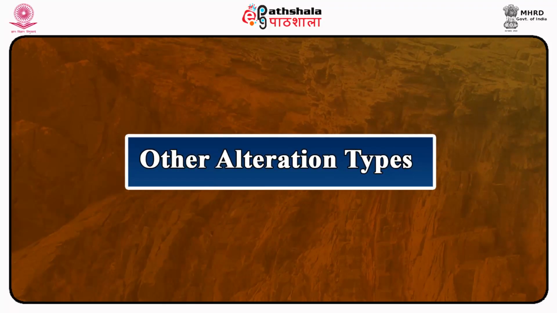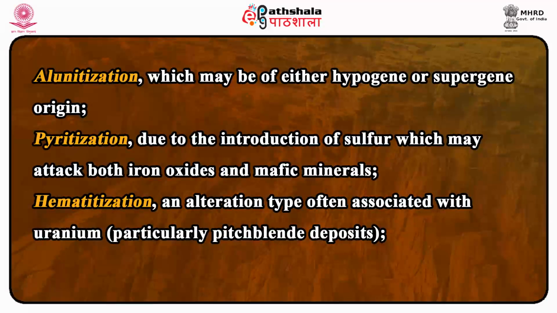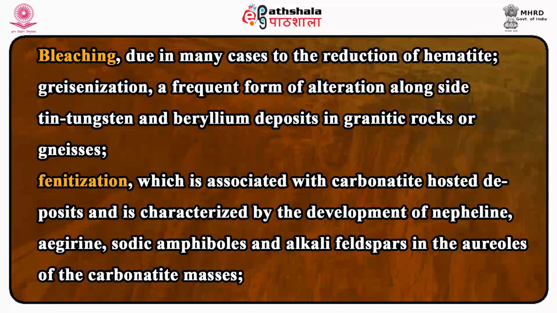The last type of alteration is other alteration types. There are many other types of alteration. Among these may be mentioned alunitization, which may be of either hypogene or supergene origin; pyritization, due to the introduction of sulfur, which may attack both iron oxides and mafic minerals; hematitization, an alteration type often associated with uranium, particularly pitchblende deposits; bleaching, due in many cases to the reduction of hematite; greisenization, a frequent form of alteration alongside tin, tungsten and beryllium deposits in granitic rocks or gneisses; fenitization, which is associated with carbonatite-hosted deposits and characterized by the development of nepheline, aegirine, sodic amphiboles and alkali feldspars in the aureoles of the carbonatite masses.